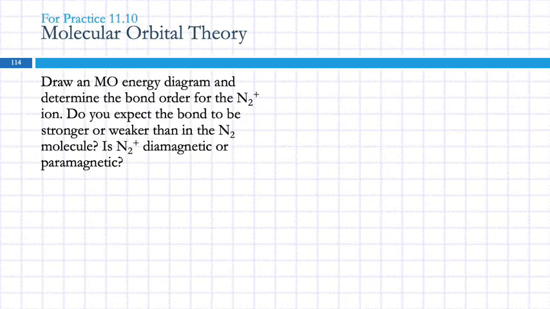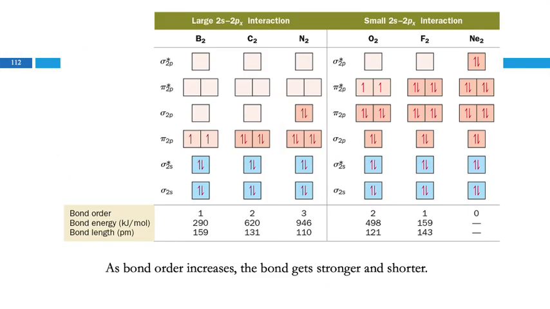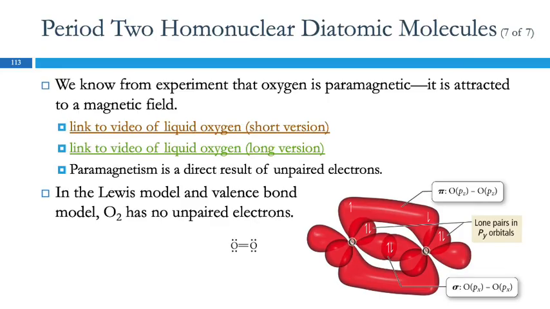Draw a molecular orbital energy diagram and determine the bond order for the N2 plus ion. Do you expect the bond to be stronger or weaker than the N2 molecule? Is this diamagnetic or paramagnetic? So let's just go back here. So this is N2, and it had a bond order of 3. And this is the be careful now part, where the pi 2p orbitals are lower in energy than the sigma, okay?